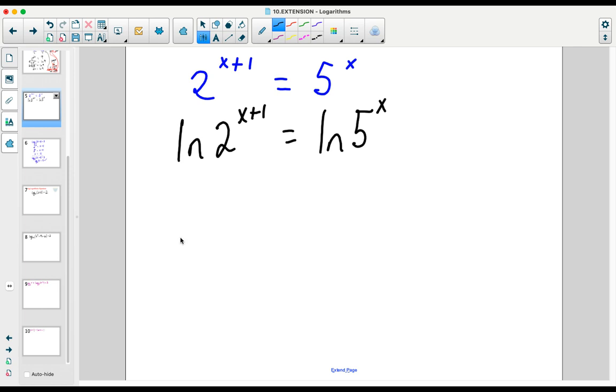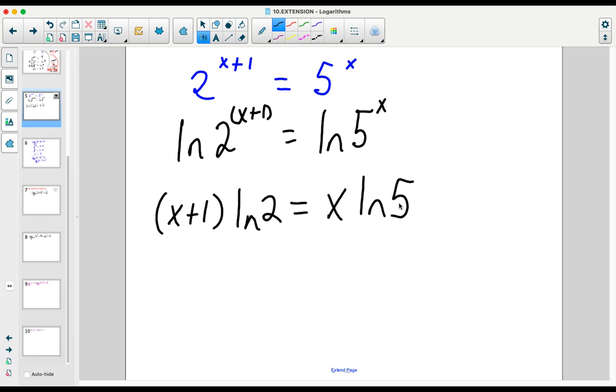We use our power rule again, bringing down this power. Very careful to write it in parentheses because that entire expression, x plus 1, is now getting multiplied by the natural log of 2, and then bringing the x down on the right-hand side. My first objective is accomplished. I've gotten the x's out of the powers. Now I move to getting all of the x's to one side.